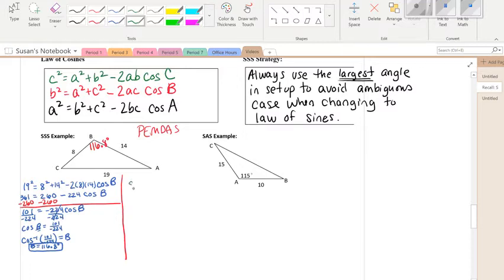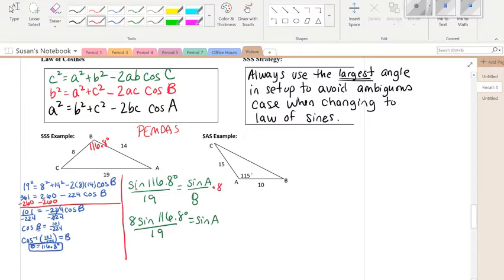So the sine of 116.8 degrees over 19 is equal to, and it doesn't matter which one we pick here, so I'm going to go ahead and pick A, the sine of A over 8. So when we solve this, to solve for the sine of A, we just need to multiply both sides by 8, or you can cross multiply and you get the same thing. So 8 times the sine of 116.8 degrees divided by 19 equals the sine of A. Again, all I did was multiply by 8 on both sides to get rid of that.